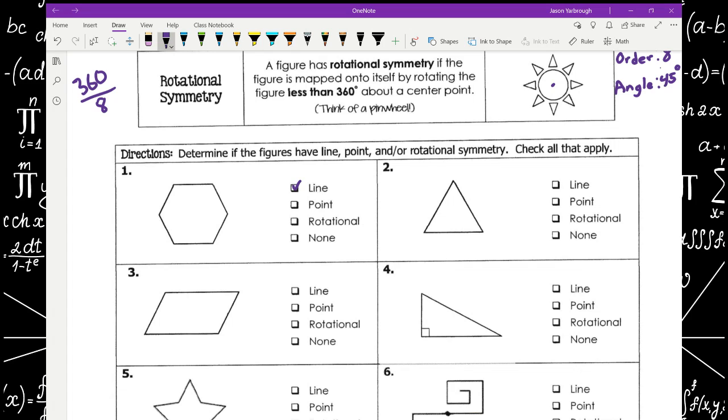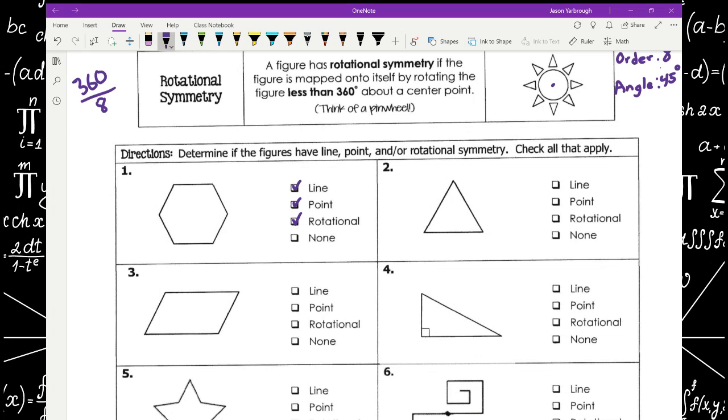Right? Does it have point symmetry? Well, if I turn it upside down, is it the same? Yes. Does it have rotational symmetry? Well, if it has point symmetry, it's going to have rotational symmetry as well. But this one, yes, it does have rotational symmetry. And if it was regular, this would be an order of 6.